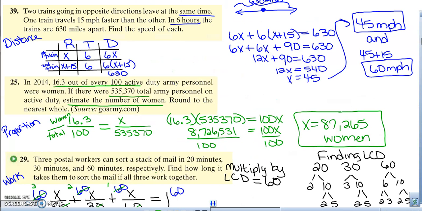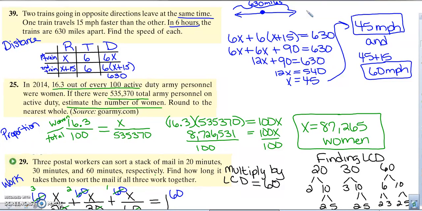What I have here are just a few more examples of the different types of problems that I have shown you already. So taking a look at this first one, you have two trains going in opposite directions. It helps at times to have a picture. So here's a very simple picture. They started here and they're going in opposite directions. They left at the same time.